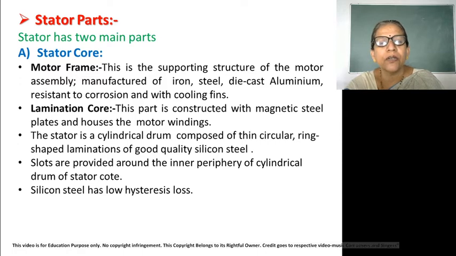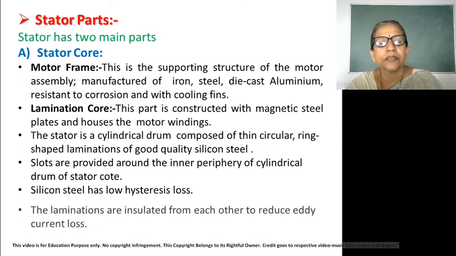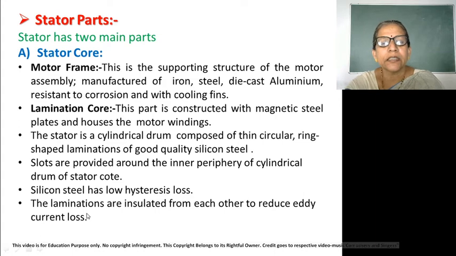Because it has low hysteresis loss. The laminations, they are insulated from each other. When we are pressing number of laminations one after each, in between the two laminations we have to provide a thin layer of insulation so as to reduce the eddy current loss. The hysteresis loss and eddy current loss, it is going to decide the efficiency of the machine.